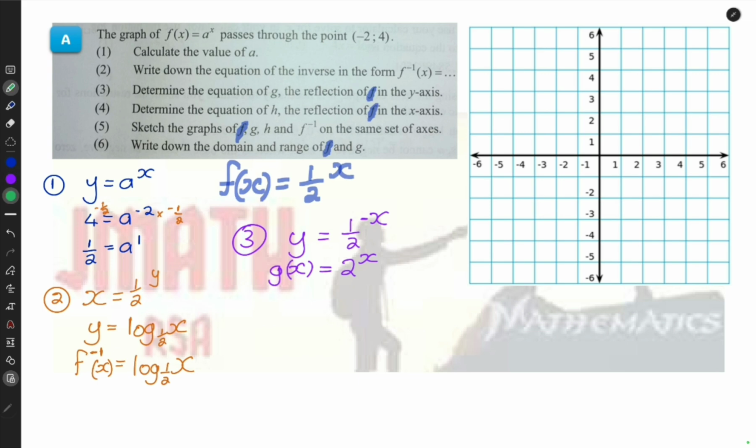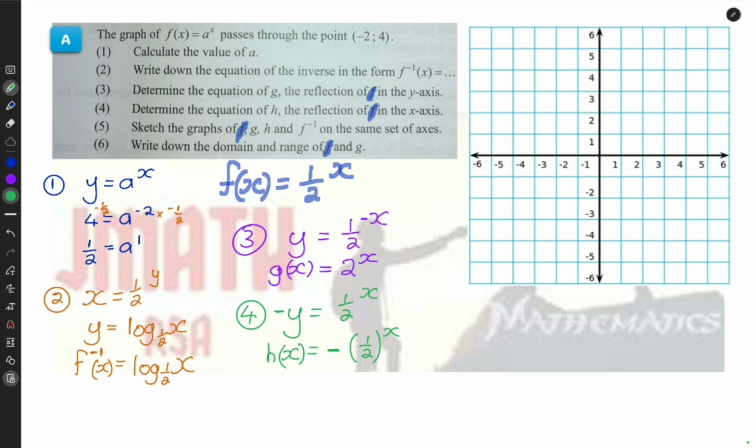So now question 4. Determine the equation of h if it is a reflection of f in the x-axis. I would take my blue equation again, and I would just put a minus in front of y. Okay, and this stays a half to the power x. Now remember, I can't have a minus in front of y, so I'm just going to move it over to the other side and say it is minus, and this I'm just going to put in a bracket. And that would be the h equation.